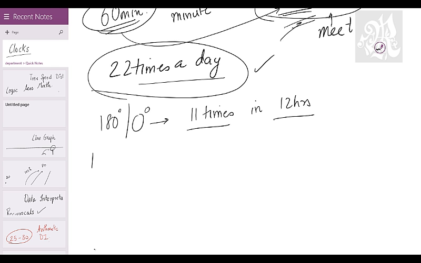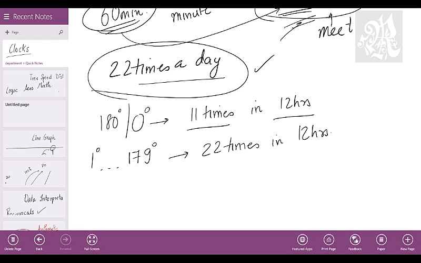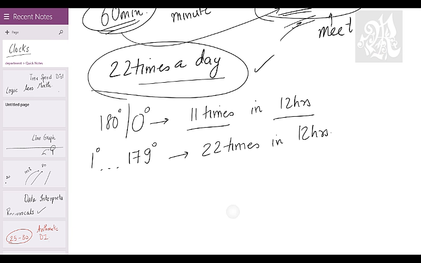Any other angle from 1 to 179 degrees will happen 22 times in 12 hours, which means almost twice in 1 hour. Almost there. So it'll happen 2 times in 1 hour, almost, but it'll miss out on a few. That's why it happens 22 times in 12 hours. The proof is not required, however. So any other angle happens 22 times in 12 hours. Keep in mind, these are all 12-hour data. When I say day, it'll double. Okay? Yeah, we can take the next topic.